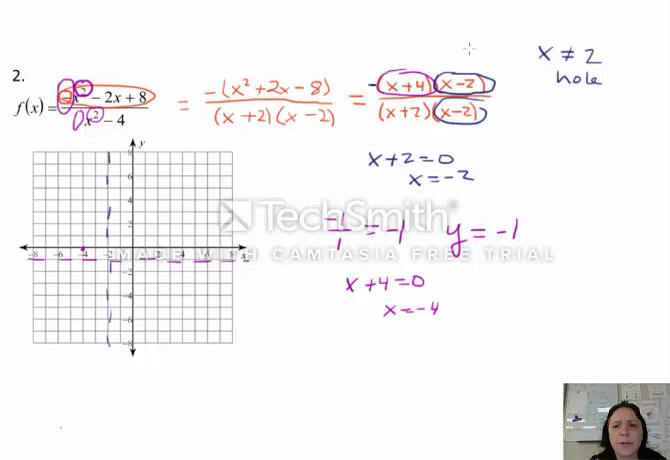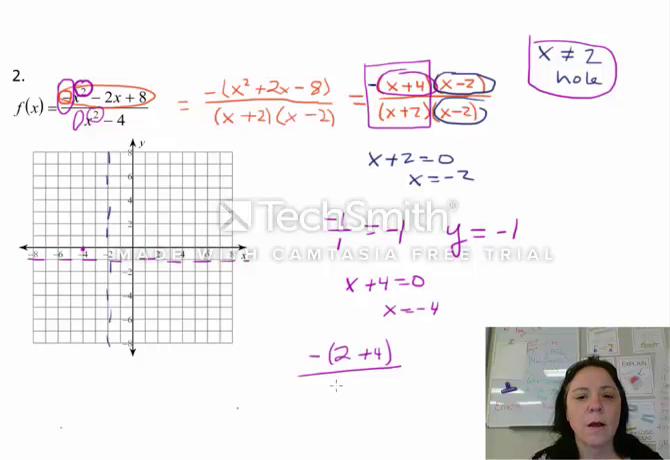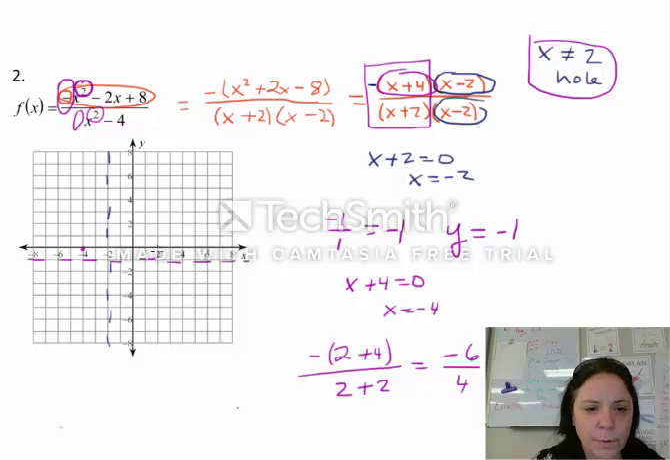I also need to get my hole over here plotted, so I'm going to use just this part of the equation to figure out where my hole is. So if I have -(-2 plus 4) over (2 plus 2), I have -6 over 4, or -3/2. So here we're going to find our 2, and -3/2 is going to be right around here.